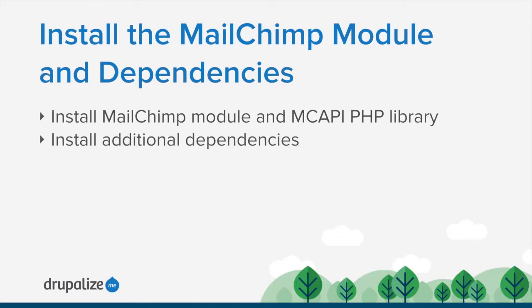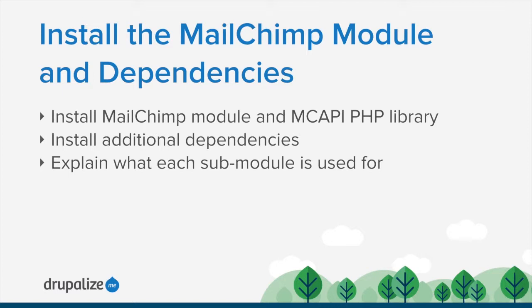We'll also install some additional dependencies from Drupal.org, specifically the Libraries module, which will allow us to include the MailChimp PHP API, and the Entity module. Finally, we'll take a look at what each of the sub-modules that are contained within the MailChimp project do and what we might want to use them for in future lessons.